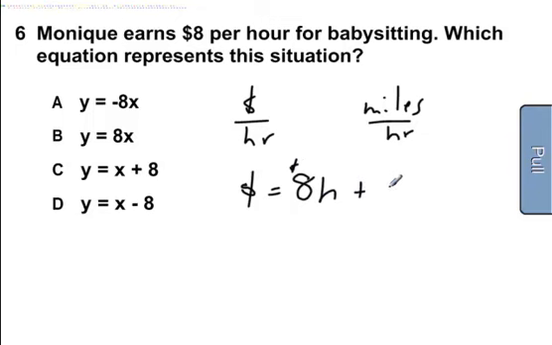Now there is no plus number over here because they're not giving her anything to start. So when she goes to babysit, she has nothing in her pocket. So if I tell you that she works 3 hours, the total amount of money she makes is 8 times 3 hours, which means she would make $24. That's how we can use equations to help us. So if I look up here, which does it match? This one. I just use different letters.